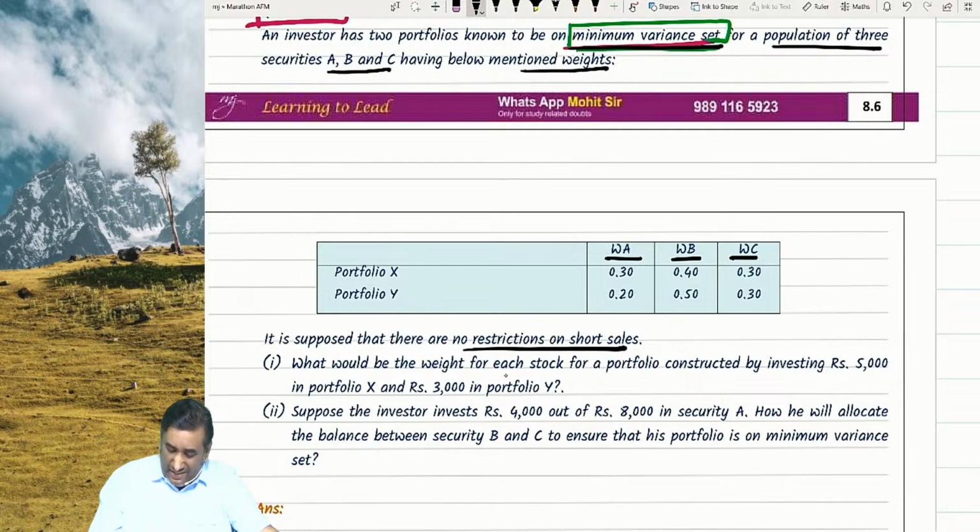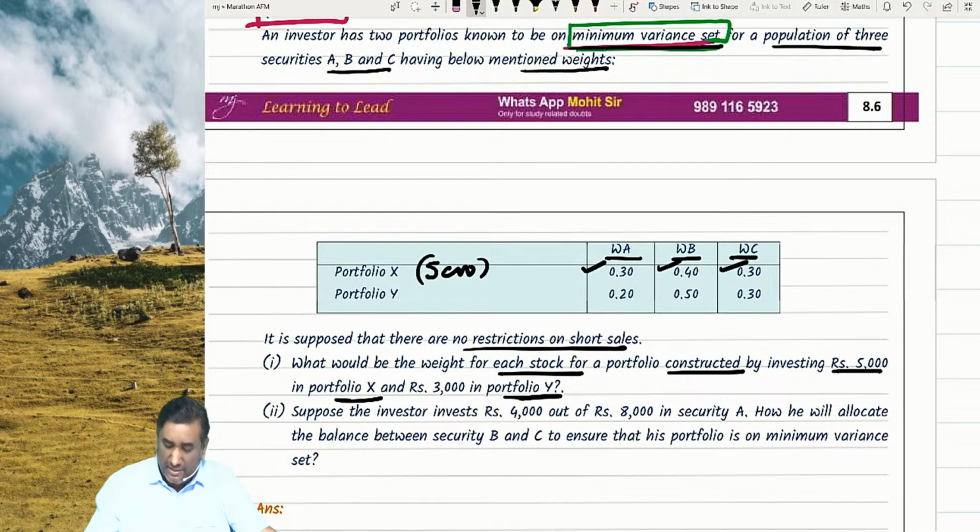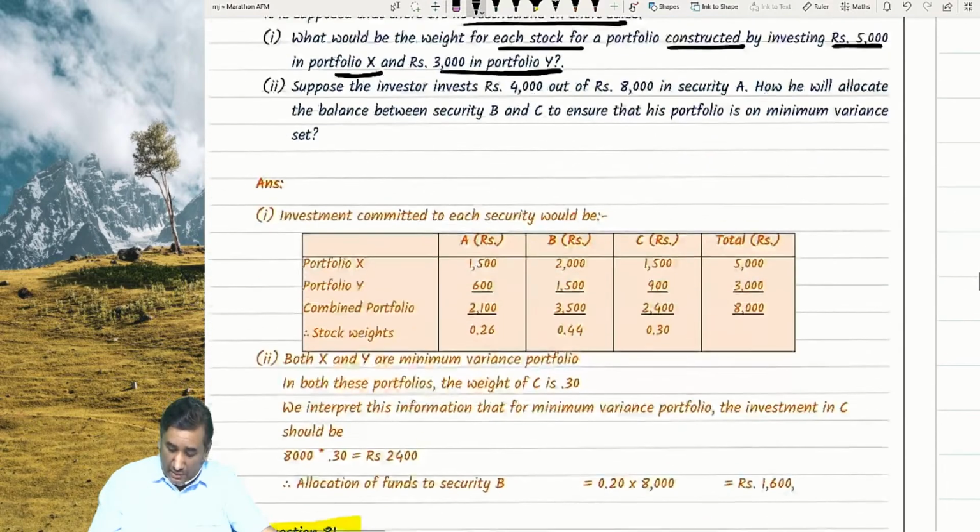What would be the weight of each stock for a portfolio constructed by investing 5,000 in portfolio X and 3,000 in portfolio Y? Basically, he says invest 5,000 here. If you invest 5,000 here, A will take how much, B will take how much, and C will take how much? 5,000 into 0.3, 5,000 into 0.4, 5,000 into 0.3. And if you invest 3,000 in portfolio Y, it's 0.2, 0.5 and 0.3. How much do we get?